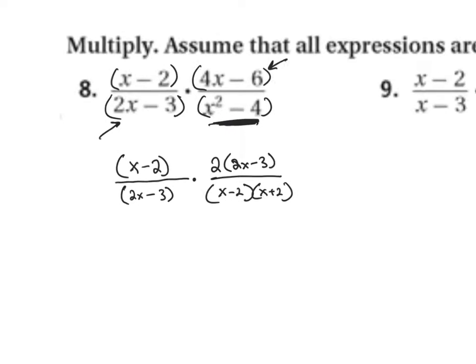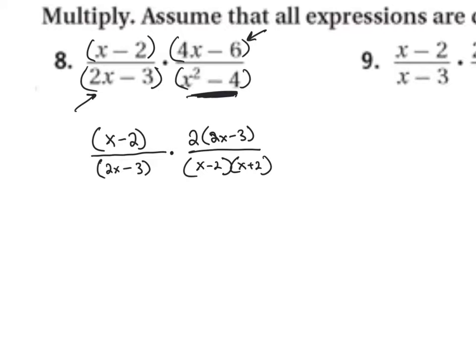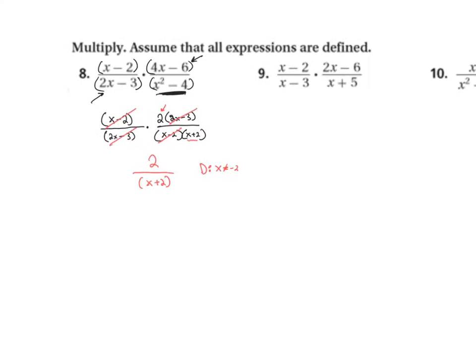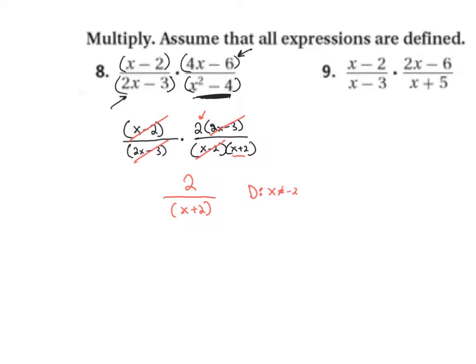Okay, here we go. What is eligible? Anything on the top, x minus 2 with this x minus 2. 2x minus 3 with that group 2x minus 3. That 2 is outside of the group, that 2 is locked into a group, so they got to stay. So we're going to have a 2 left on the top, we're going to have the group x plus 2 left on the bottom. Perfect. Domain restrictions, x cannot equal -2, right? Cannot equal -2. Okay, so there you go.